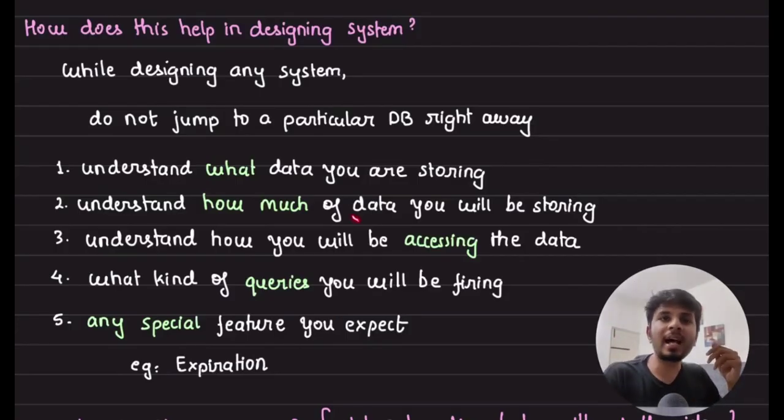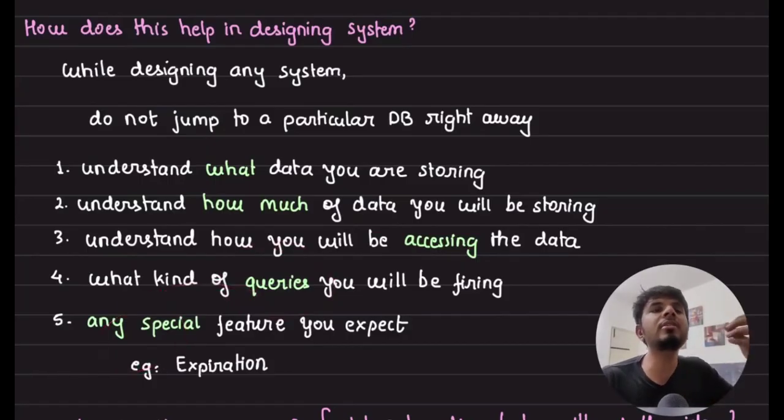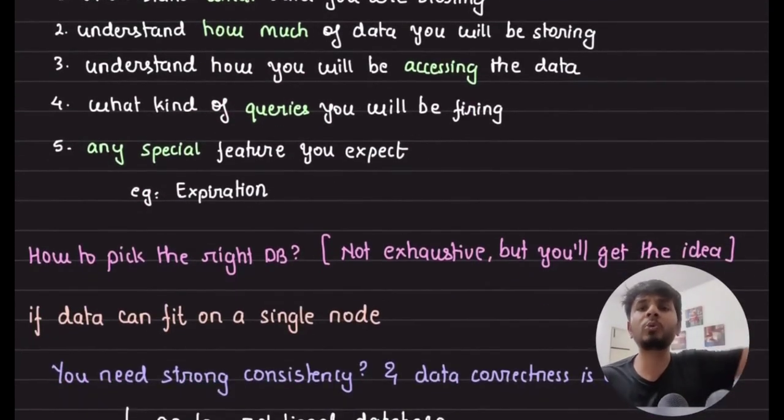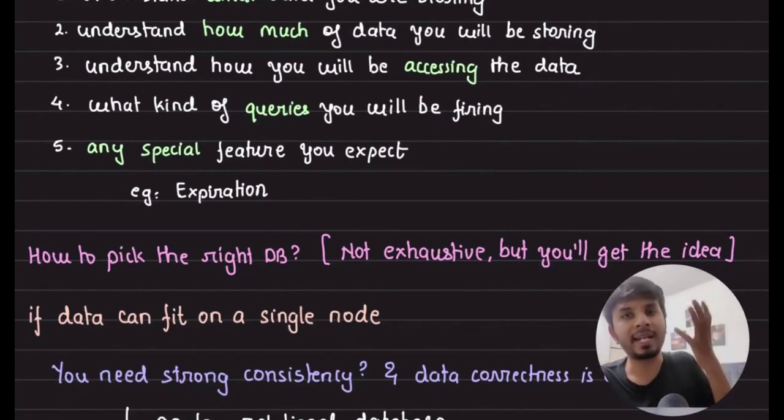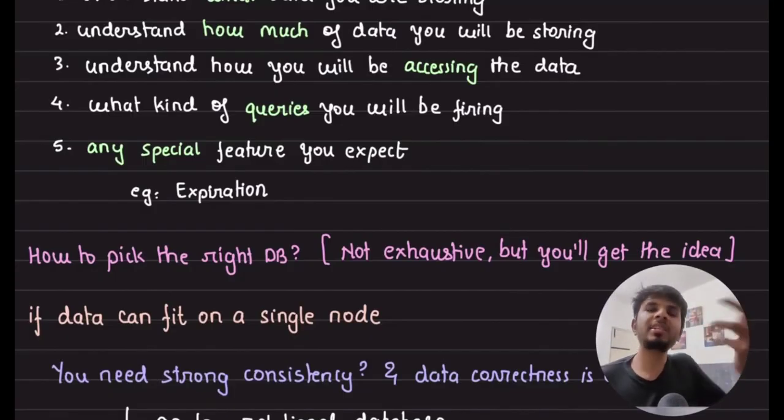Right? Understand how you would be accessing the data. What is your access pattern? How are you querying the data? Do you want complex queries or not? Right? And then any special feature that only a certain database gives you, for example, expiration, Bloom filters, HyperLogLog. Depending on those, you would pick the right database. Now let me walk you through different situations and which database we would pick. It would clarify the entire picture.